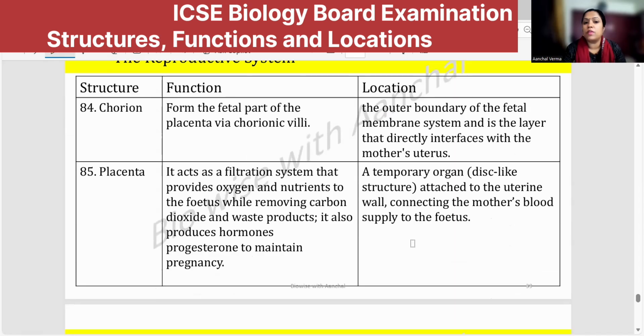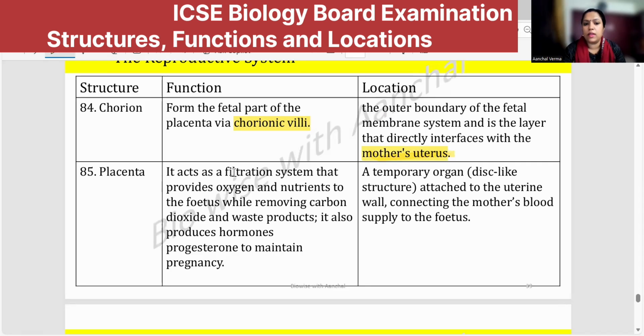Chorion forms the fetal part of the placenta via the chorionic villi. Villi are the extensions from the placenta, right? It is the outer boundary of the fetal membrane. The chorion layer is out, amnion is in, A, C, and it directly interfaces with the mother's uterus. Okay, this is the location of chorion.